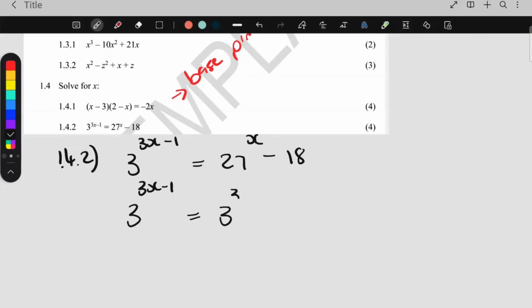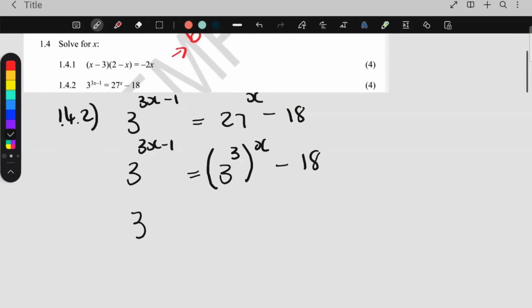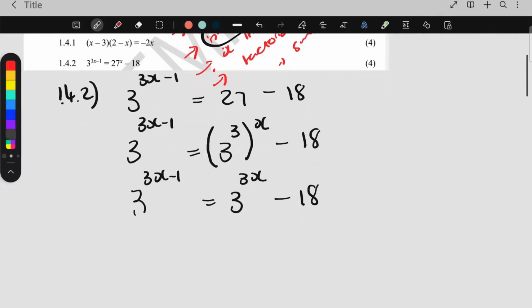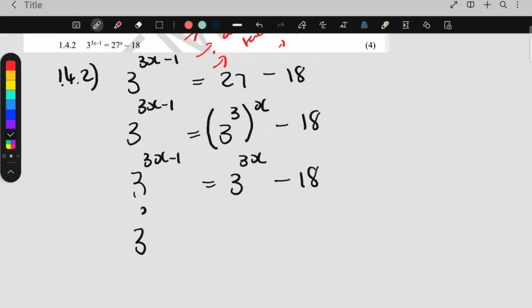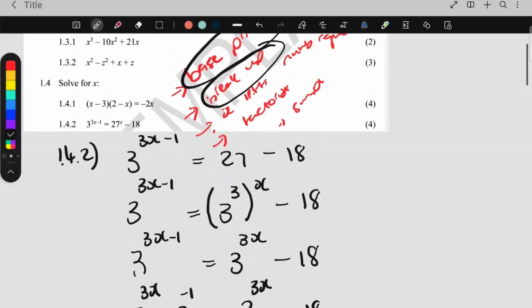27 becomes 3 to the 3. Okay, that's 27. And now let's keep the 18 for now. Now I'm going to just remove the brackets quickly. And now I'm going to decide what I am going to do. So I'm going to break up this over here because there's 2 terms in the powers. This becomes 3 to the 3x and 3 to the negative 1. And this stays 3 to the 3x and then minus 18. Okay, so we broke up.